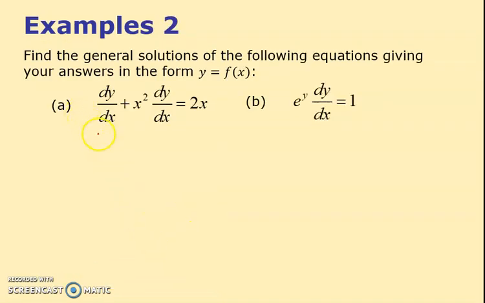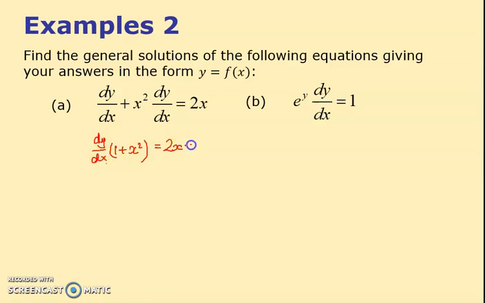Next, example 2, I've said. Notice I've got dy by dx, dy by dx. The first thing I want to do on this is take out dy by dx as a common factor. That would give me 1 plus x squared equals 2x. Well, fair enough. Now, notice what I've got to do.